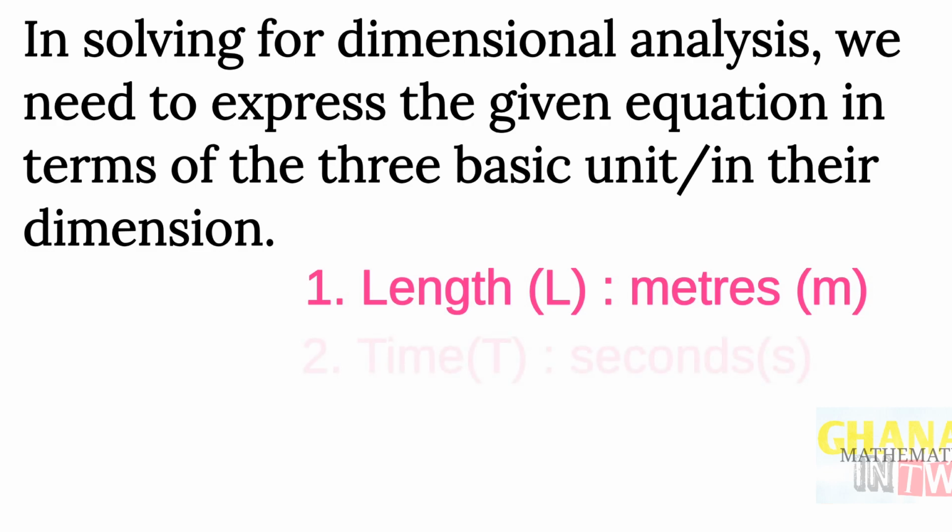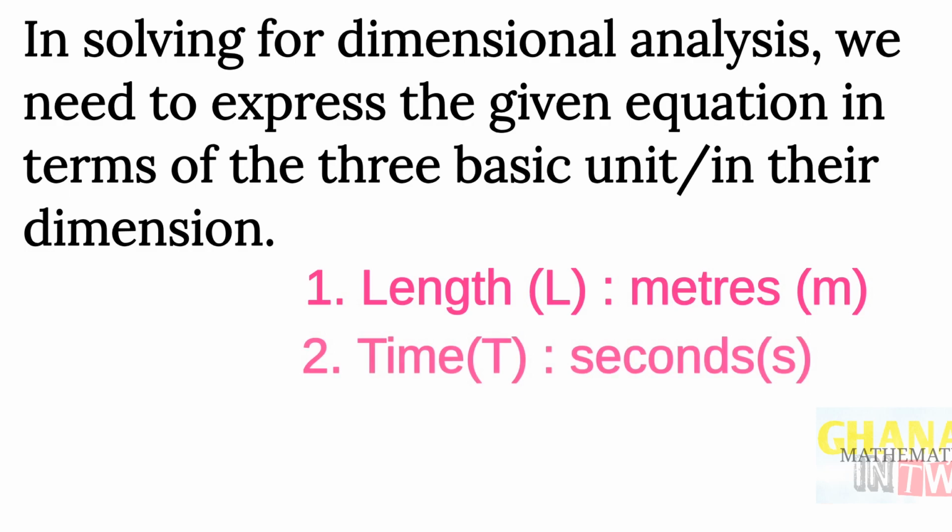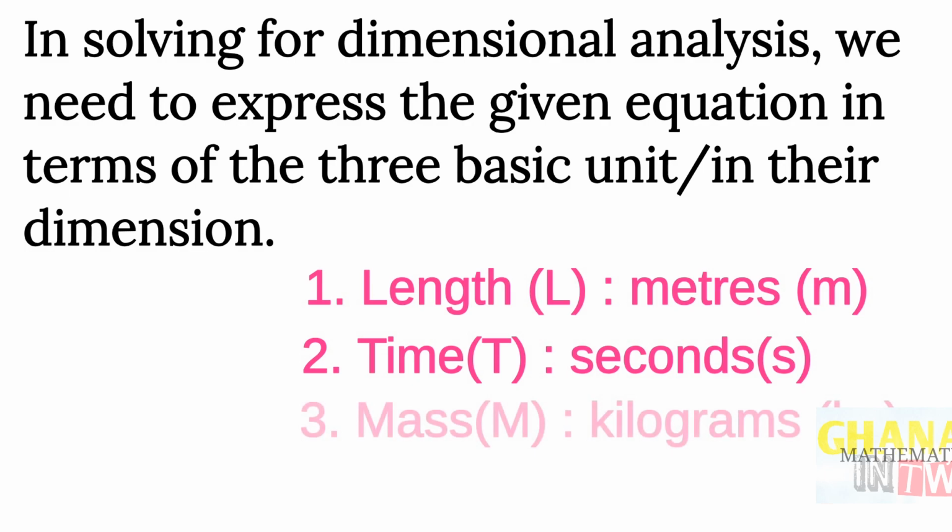Now, it is not only length, but we also have time. Time has a dimension of T. The basic unit of measurement of time is the second, which has the SI unit s. So we can say that length is equivalent to meters, time is equivalent to seconds, and mass is equivalent to kilograms or grams. The dimension of mass is capital M, and the SI unit for kilogram is kg.